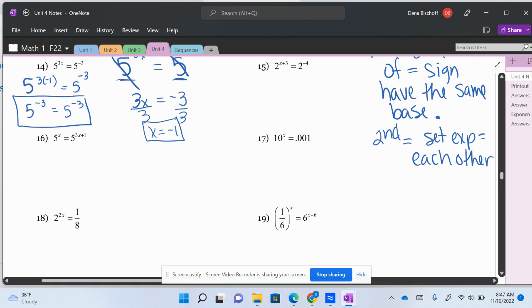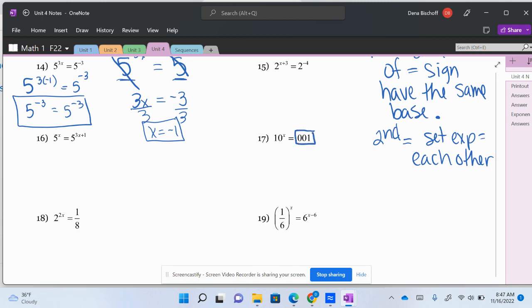Number 17, they do not have the same bases. However, this is 1/1000th. So this is the same thing as this, 1 over 1,000. Is there a way that you could represent 1 over 1,000 as a power of 10? Well, it's a fraction. So that means that the exponent has to be negative. How many zeros are in that? So this 0.001 is the same thing as 10 to the power of negative 3.